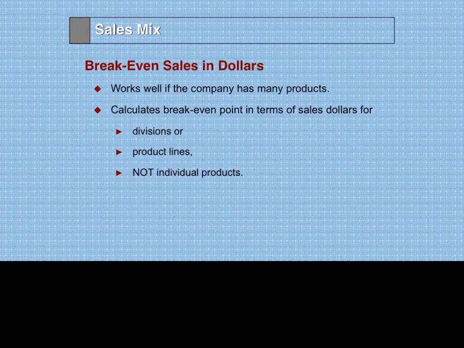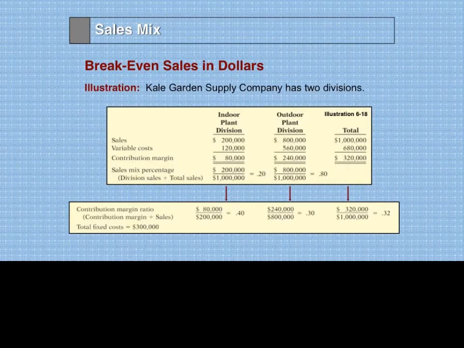Now, break-even sales in dollars is the same. We just use the contribution margin percentage instead of the contribution margin per unit. For example, here we have an indoor plant division and an outdoor plant division. Indoor plant division sales are 200,000, outdoor 800,000. So you can see the total is $1 million. So it's 20% and 80%. The variable costs are different, of course, because they're different products. Contribution margin is different.